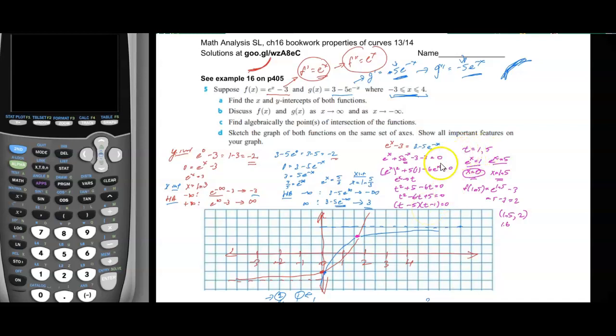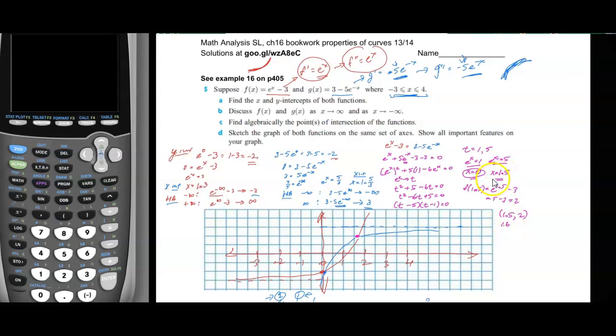And then I bring back the e to the x that I replaced with t, and so now I have e to the x equals 1, which means x equals 0 in that case, and e to the x equals 5, which means x equals natural log of 5 in that case. So the two x coordinates which cause intersections are x equals 0 and x equals natural log of 5. X equals natural log of 5 is like 1.6, I found out.